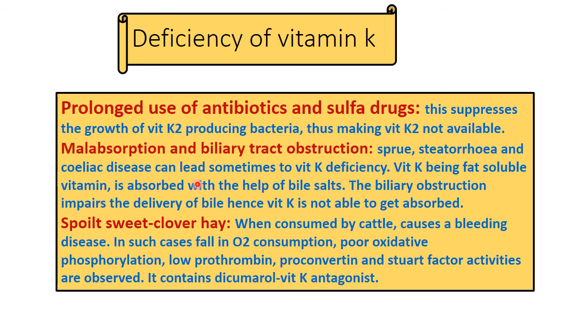Vitamin K, being a fat soluble vitamin, is absorbed with the help of bile salt. Biliary obstruction impairs the delivery of bile, and hence vitamin K is not available and not absorbed. Then the spoiled sweet clover hay: when it is consumed by cattle, it causes bleeding disease.